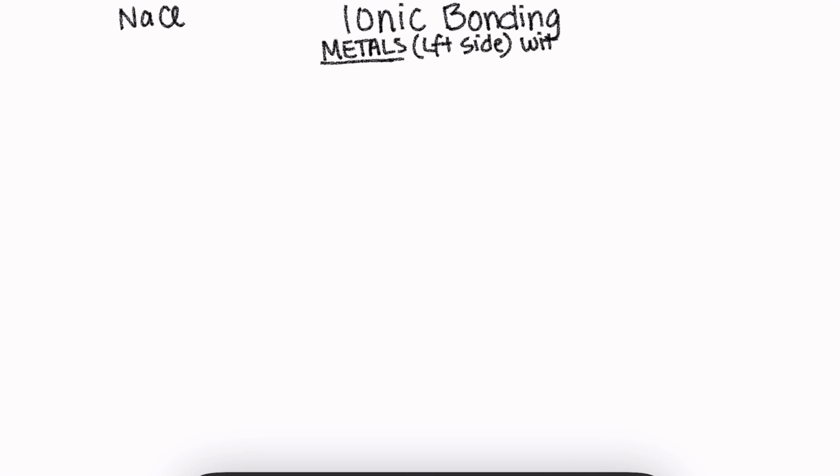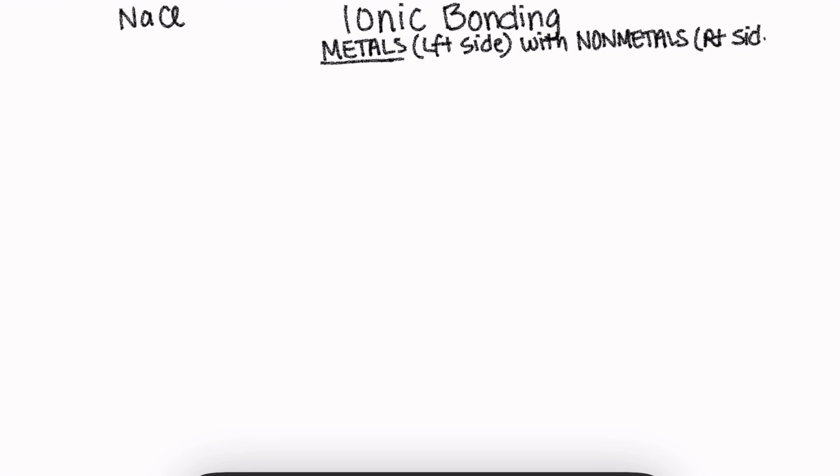Time to talk about ionic bonding. I will use table salt or sodium chloride as our classic example of an ionic bond. Ionic bonds form between metals, those are on the left side of the periodic table, with non-metals. So you have to have one of each to pull it off. And those ones are on the right side.